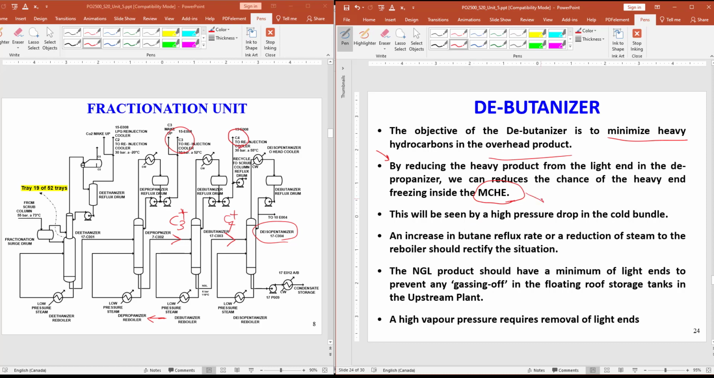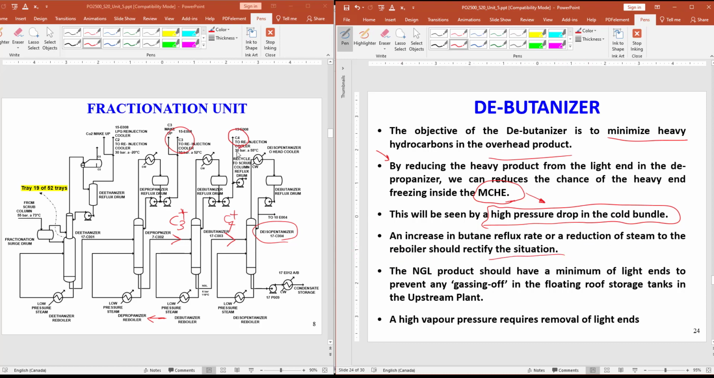We can see there is a freezing problem in the main cryogenic heat exchanger when there is a high pressure drop in the cold bundle. In the cold bundle the temperature is very low, so those heavy molecules might freeze, and they can create a very huge pressure drop. An increase in the butane reflux rate or a reduction of steam to the reboiler should rectify the situation.